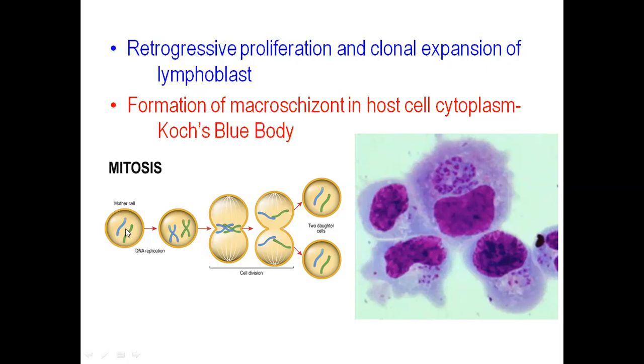Meaning that they cause mitosis of the cell. They upregulate the host mononuclear cells for mitosis. At the same time, they also divide along with it. This is known as retrogressive proliferation. In this way, the parasite causes multiplication of the host cell. At the same time, they multiply many, many generations. Ultimately, all the resources for multiplication are used up. Then subsequently, there will be lympho exhaustion.